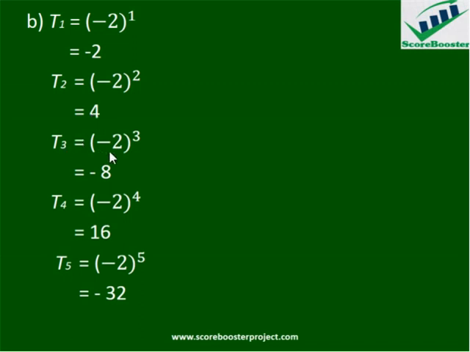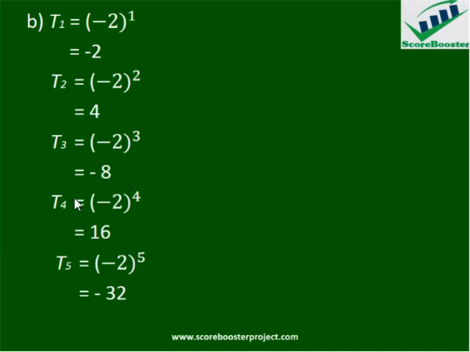The third term is minus 2 raised to power 3, which is minus 2 multiplied by minus 2 multiplied by minus 2. So we multiply negative thrice. Negative multiplied by negative gives plus. Plus multiplied by negative gives negative. So 2 multiplied by 2 gives 4, 4 multiplied by 2 gives 8, and that is why we have negative 8 here.